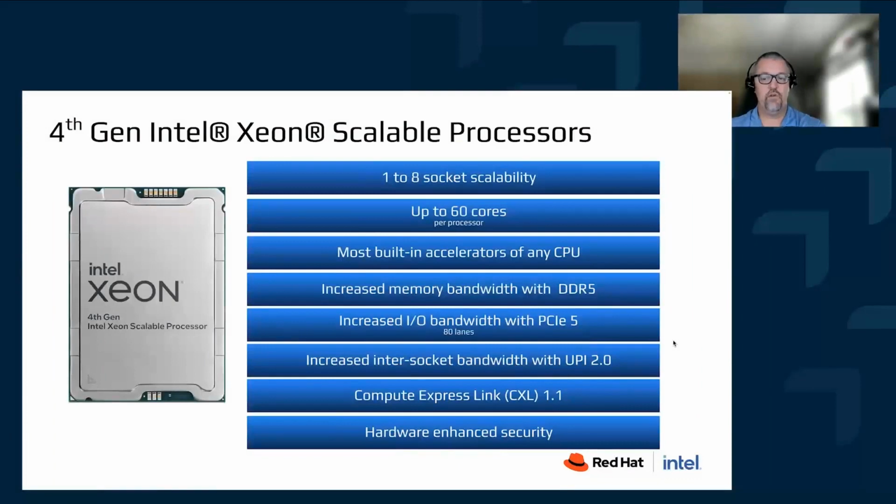A quick glimpse around the 4th gen Sapphire Rapids, or 4th gen Intel Xeon Scalable processor, 1 to 8 socket capable, with increased core count from the previous gen Ice Lake, and introducing the most built-in accelerators in the market today to address real customers' needs and workloads. Inclusion around introduction of DDR5, PCIe 5, and CXL.